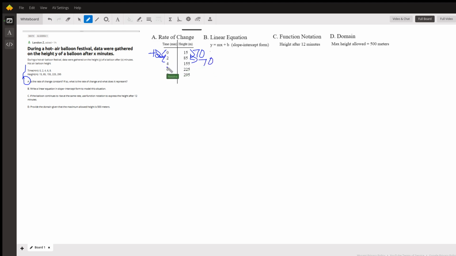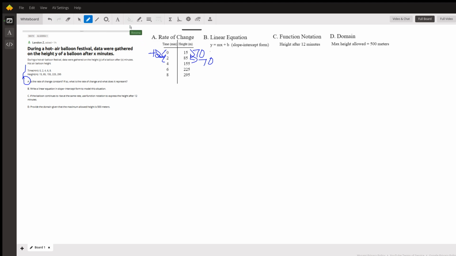You want to verify that this is happening throughout the entire table because the question is asking, is the rate of change constant? And that is a key word. That means that it's always changing the same way. If you work through the math down this table, you're going to see every 2 minutes, increase of 70 meters. Next 2 minutes, increase of 70 meters. Next 2 minutes, increase of 70 meters. Because that's all the same, your answer would be yes. It is constant.